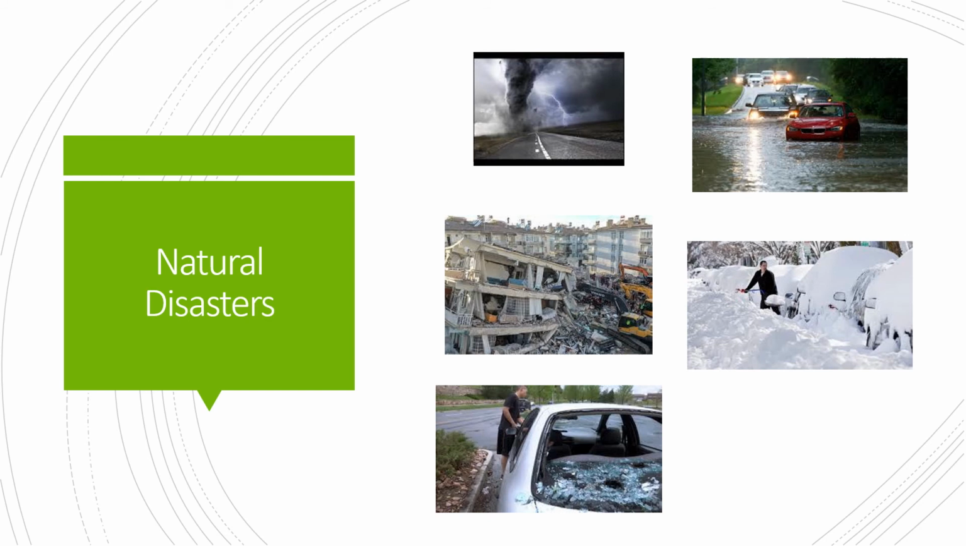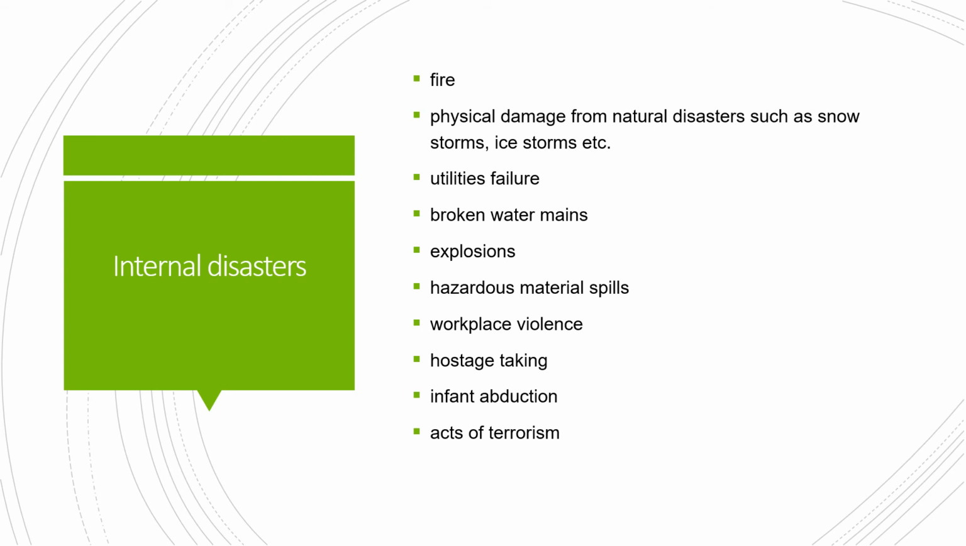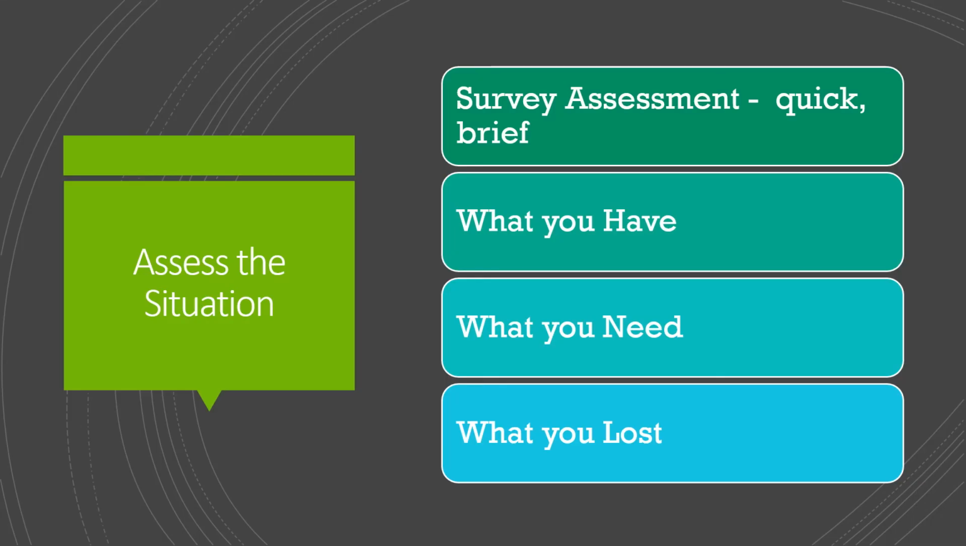Moving on to natural disasters: tornadoes, floods, earthquake, blizzards, hail, that kind of stuff. And then there's internal disasters, which I kind of alluded to a minute ago: fire, broken water mains, explosions, hostage taking, infant abduction, all that stuff, acts of terrorism. So if you suffer an internal disaster, you need to quickly assess the situation. You take stock of what you have, what you need, and what you lost.